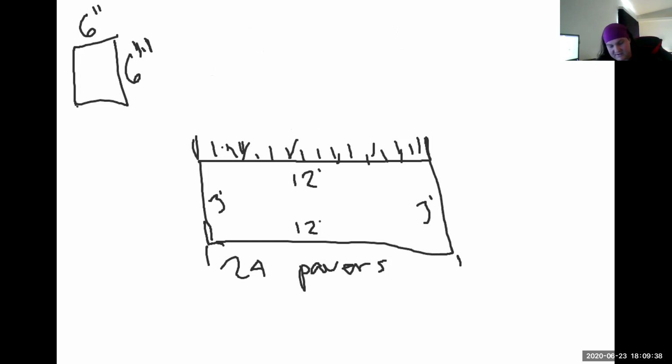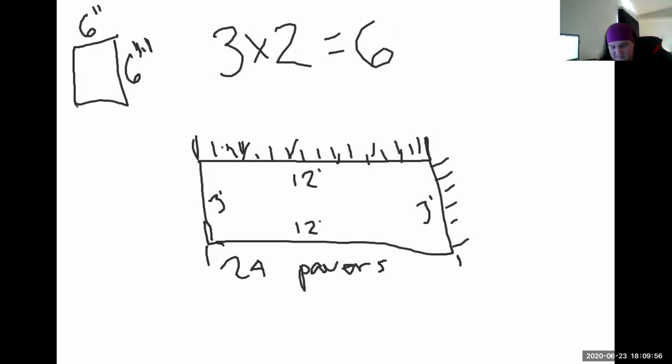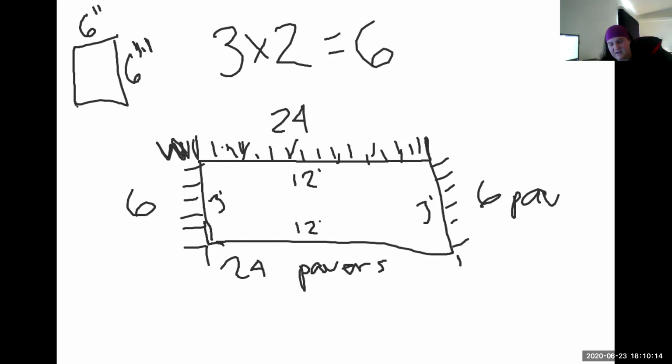We're going to do the same thing. If we know that 2 of these pavers makes up a foot, 3 times 2 equals 6. 1, 2, 3, 4, 5, 6 pavers. Now, that doesn't completely enclose the whole garden, does it? That leaves these 4 corners empty.